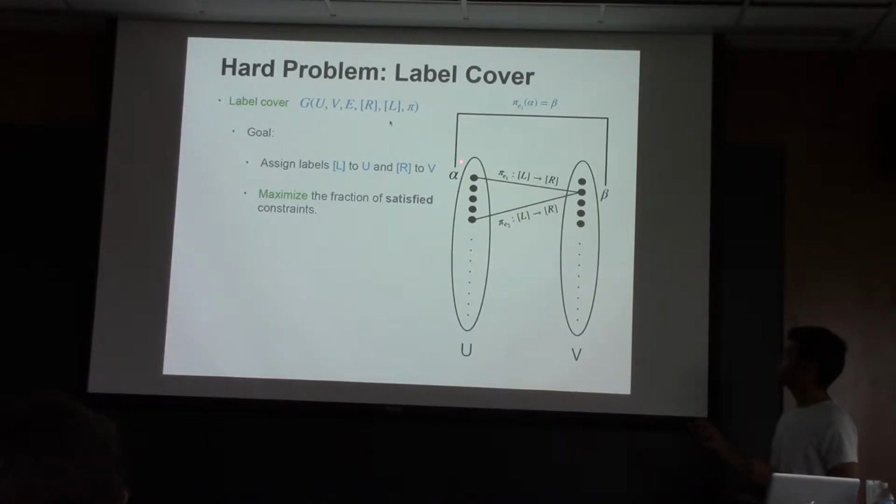And what is the goal? The goal is to assign labels from L to these vertices and labels from R to these vertices so that it satisfies as many edges as possible. Okay, so what do we mean by satisfying an edge?